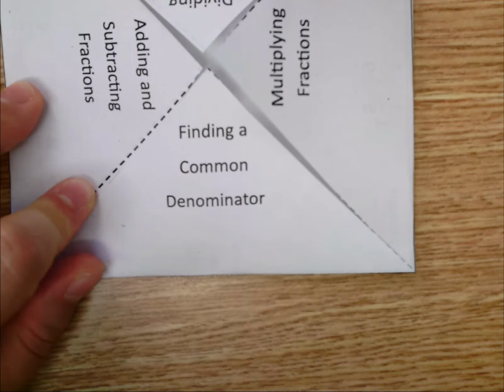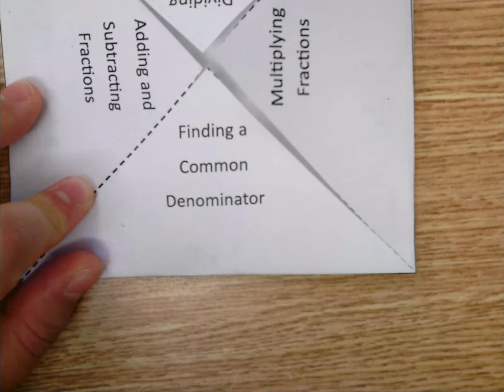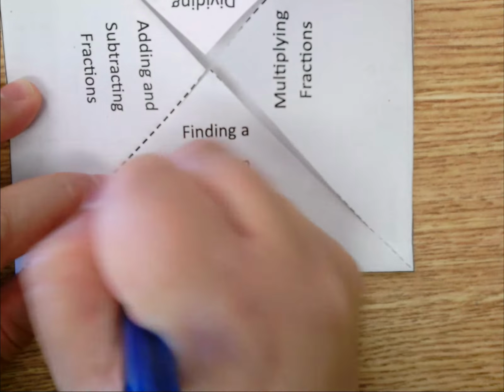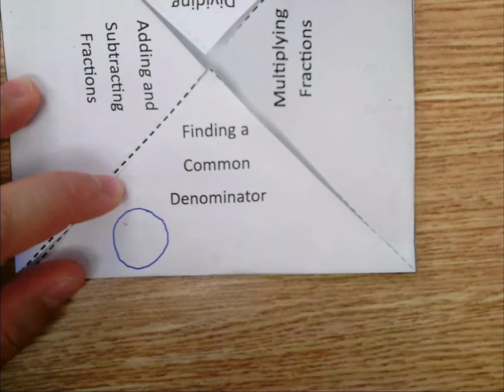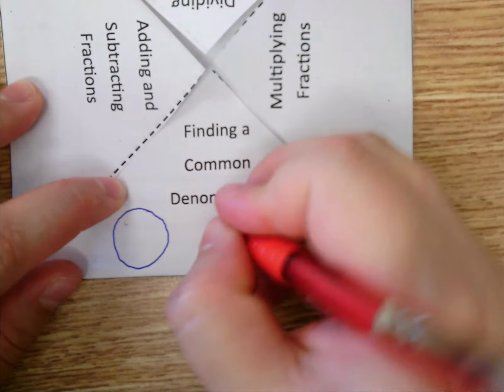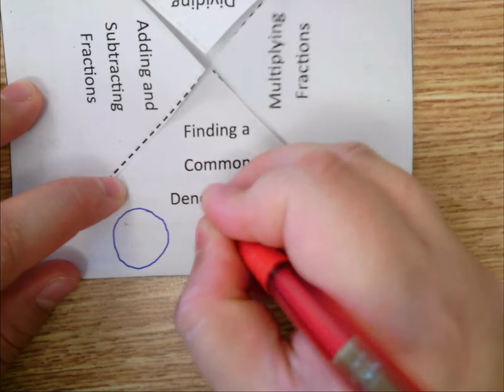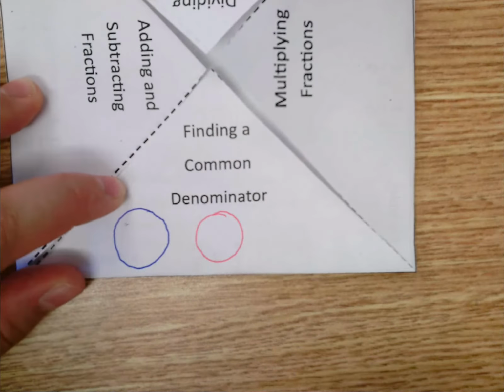Right now we're going to talk about finding a common denominator. So what that means is I'm thinking about two fractions and I'm going to need to combine them together in some way. The wholes represent the same amount, but they're divided into different chunks.